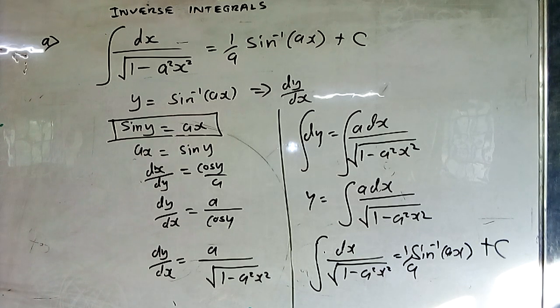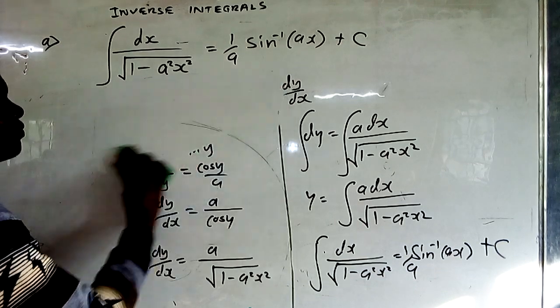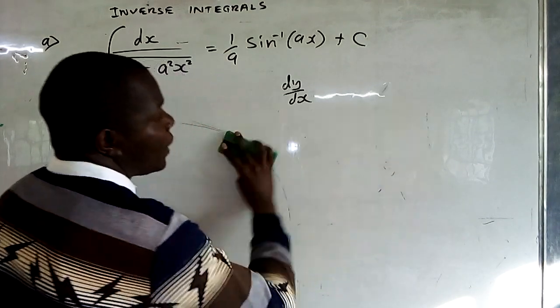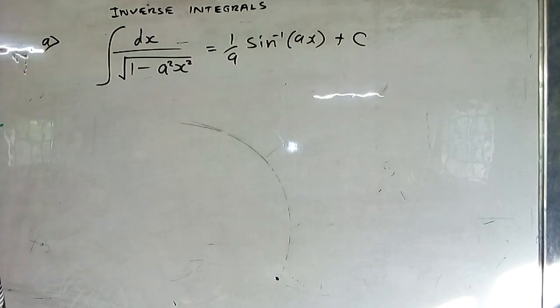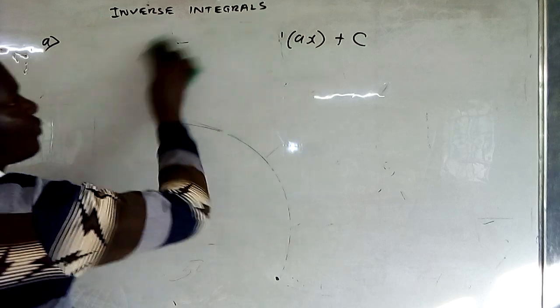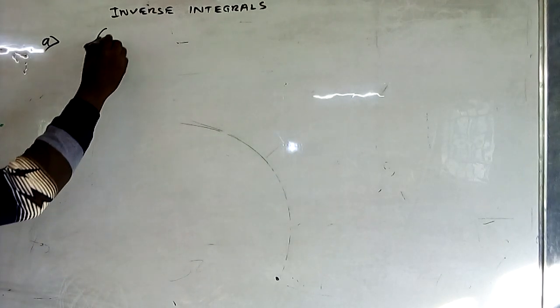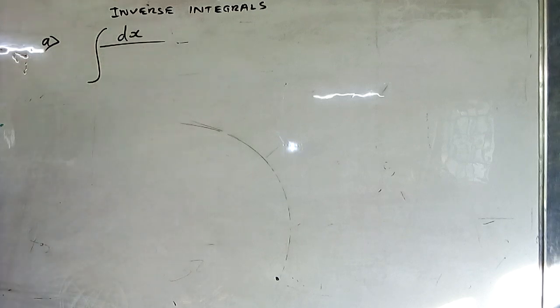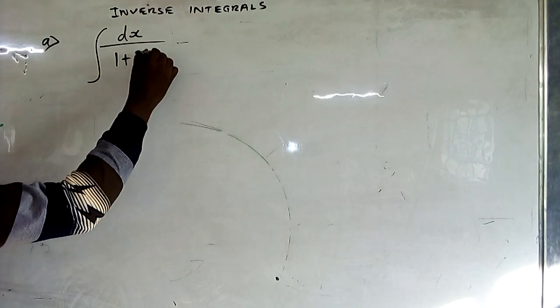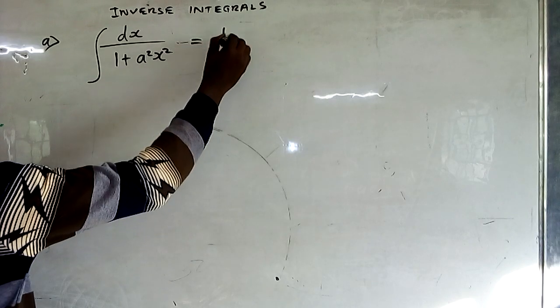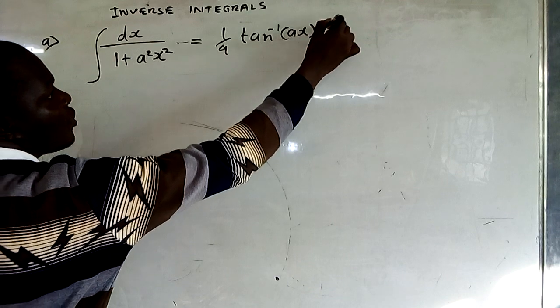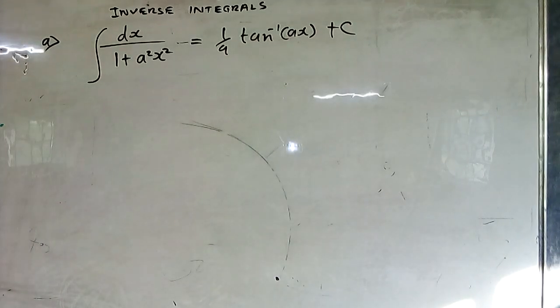So let us look at part B. If you have the integral of dx over 1 plus a squared x squared, you are supposed to get 1 over a tan inverse of ax, of course, plus your arbitrary integration constant. So if you integrate dx over 1 plus a squared x squared, you're supposed to get 1 over a tan inverse of ax plus C.